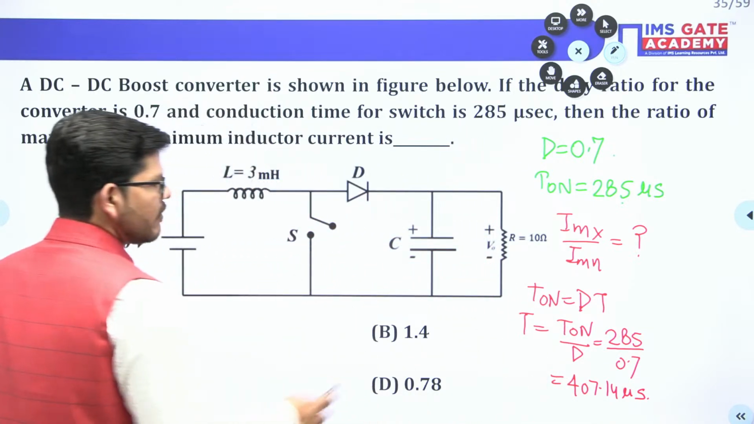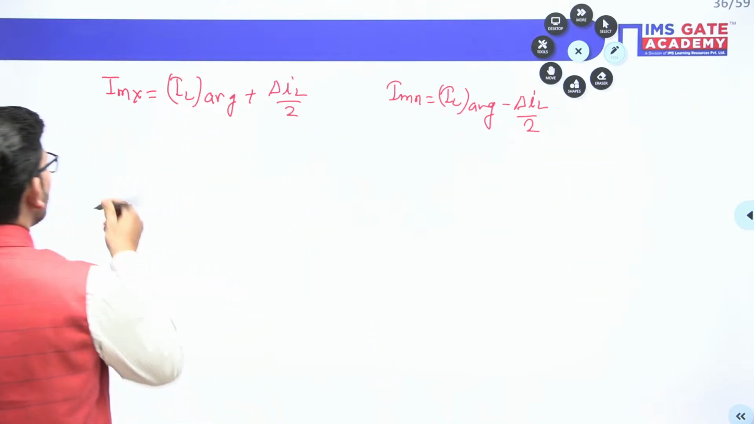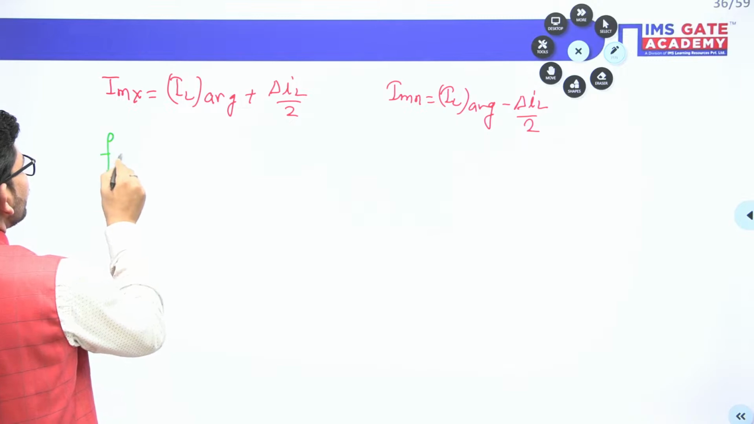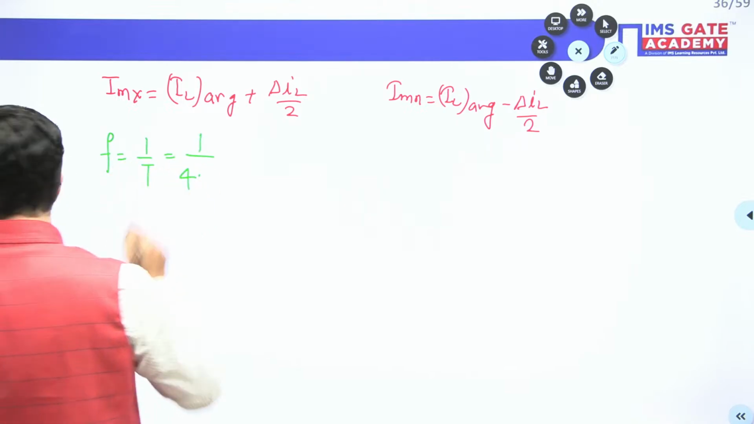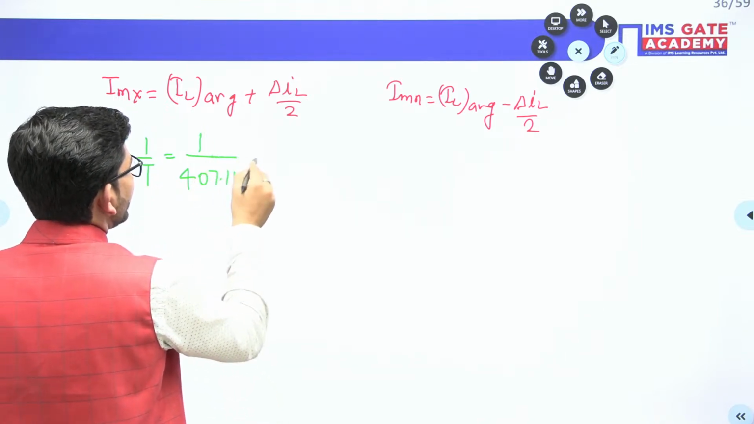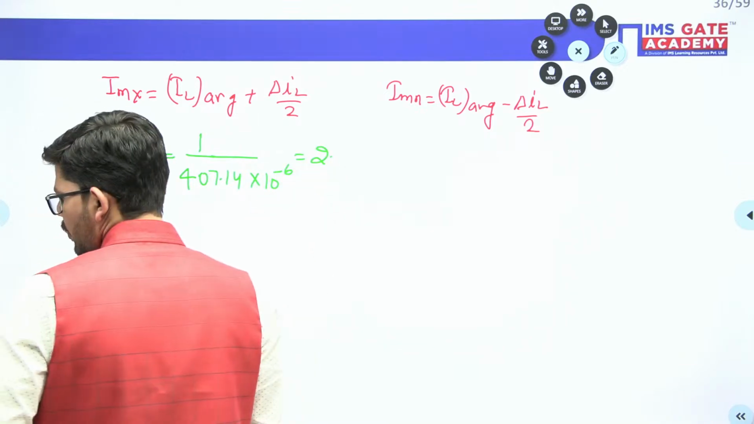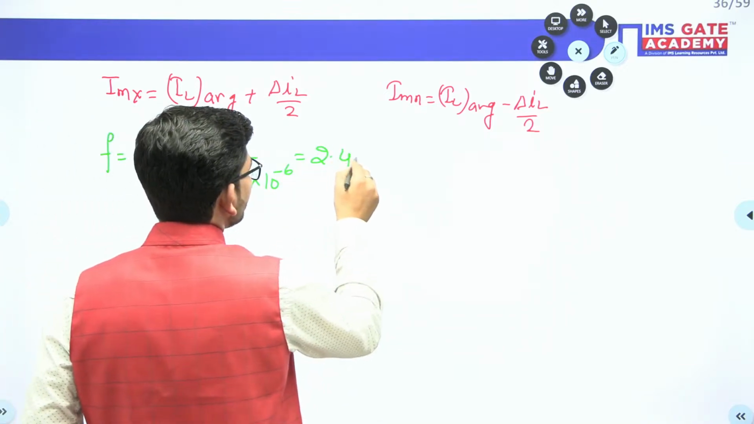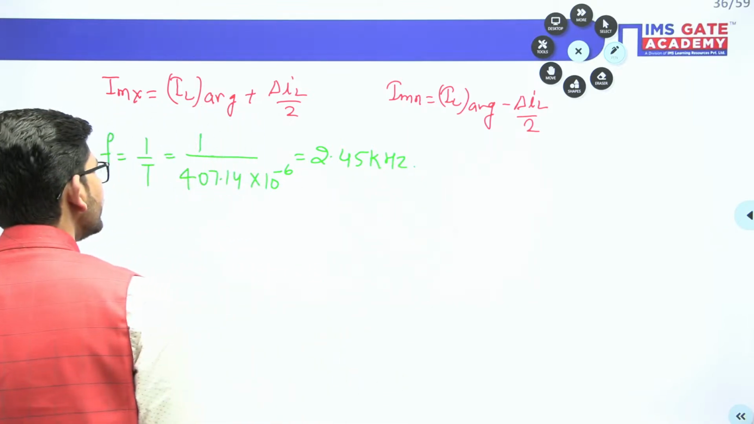So once we have obtained the T value, we can calculate the frequency. Frequency will be 1 by T, so it will be 1 divided by 407.14 microseconds. You will get the frequency to be 2.45 kilohertz. So we have obtained the frequency.